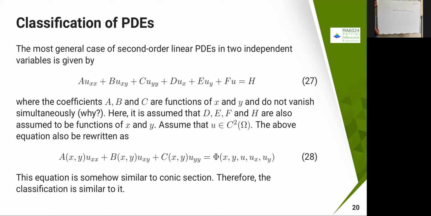So for this equation, we are going to concentrate only on these three variables, A, B, C. I can rewrite this equation in this format: A u_xx plus B u_xy plus C u_yy equal to phi of x, y, u, u_x, u_y. So in this format I can write it.